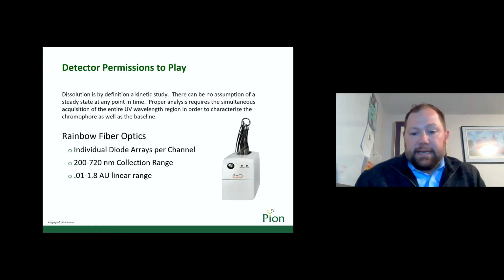This is still the case today and is a critical feature of the system, which allows Pion to have all the advantages previously discussed. If we assume a steady state in dissolution, our attempts at finding appropriate calculation settings will fail in turbid environments. We need a detector which can simultaneously collect from multiple channels and collect the full UV region at every acquisition.